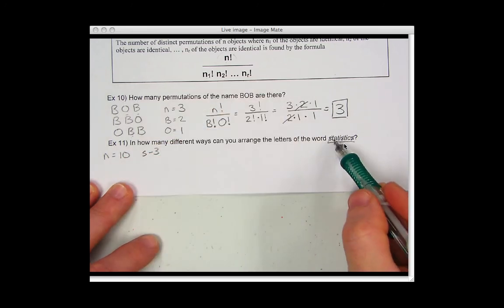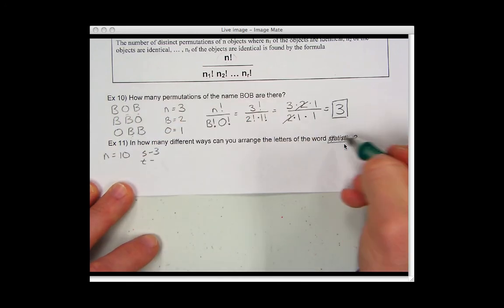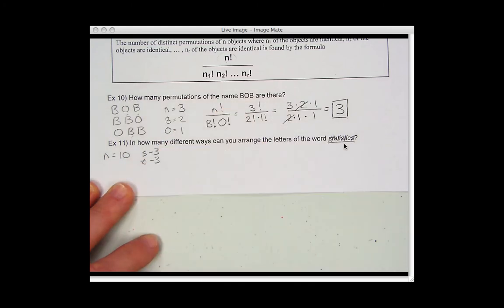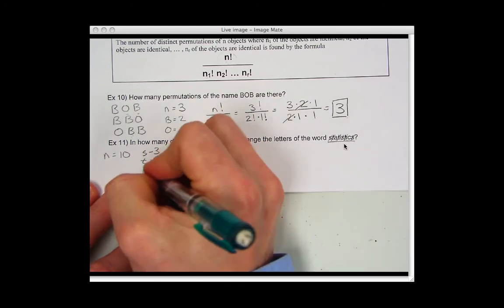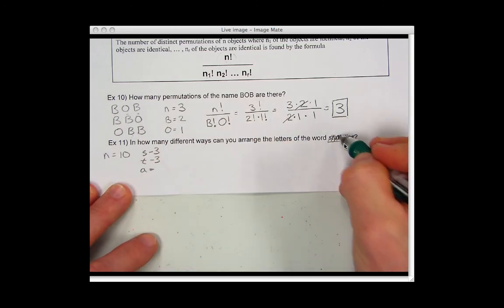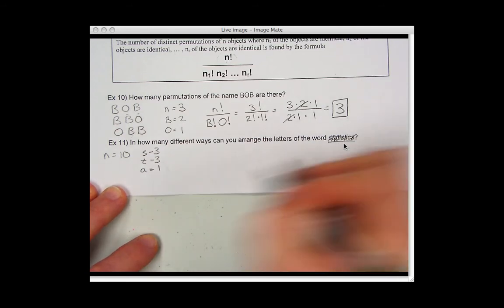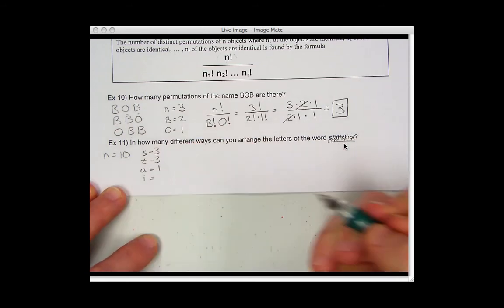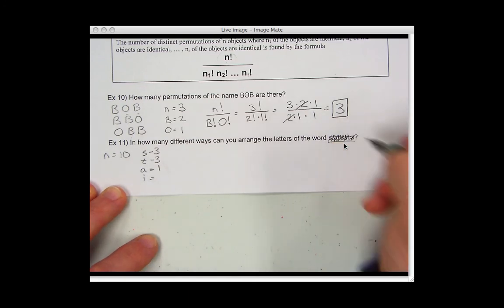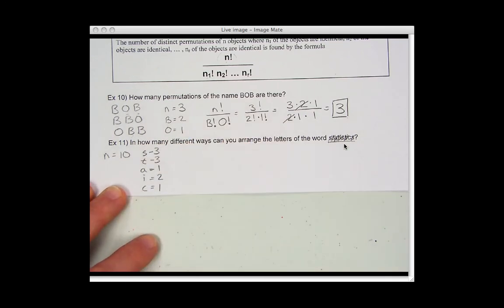When we move on to our next letter, it's a T. How many T's are there? 1, 2, 3. Cross them off as you go. Our next letter is an A, and it looks like we only have one A. Our next letter is an I, and we have 2 I's. And then the last letter is a C, and we have 1 C.